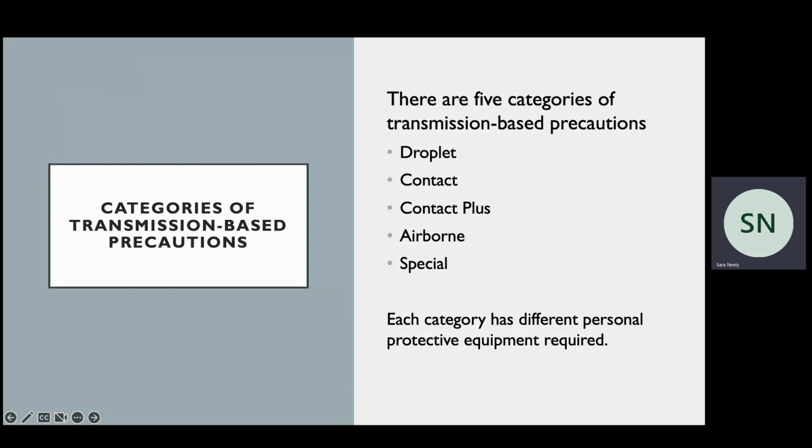There are 5 categories of transmission based precautions that we commonly encounter at Rush, and each category has its own special requirements in terms of PPE. The 5 categories are droplet, contact, contact plus, airborne, and special precautions.